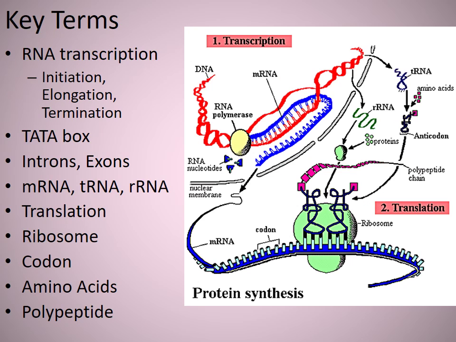Some key terms that I want you to follow as we discuss transcription and translation: initiation, elongation, termination. We'll see that both in transcription and translation. The TATA box, introns, exons, mRNA, tRNA, rRNA. There are 3 different types of RNA here, and they all come together to help make a polypeptide. Translation, ribosome, codon, amino acids, and polypeptide. These are all key terms that I will be using as we discuss this whole process of protein synthesis.